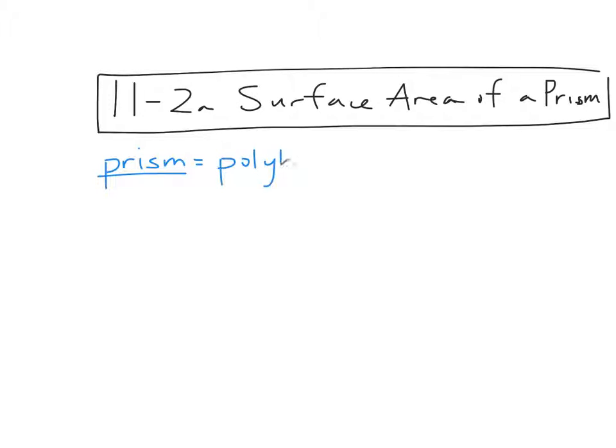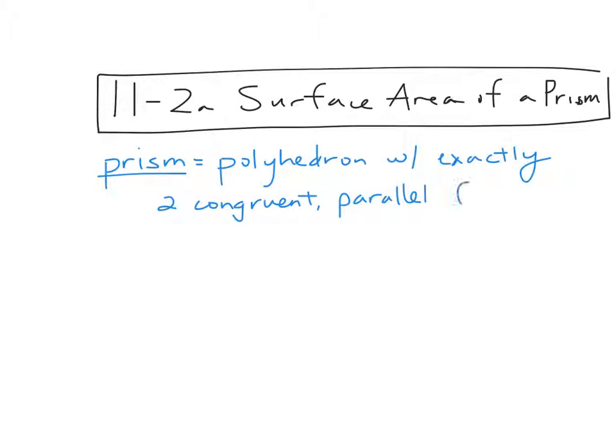So what does that mean? How many dimensions are we working in? 3, right? It's a 3-dimensional figure, polyhedron, with exactly, keyword, it's got to be exact, 2 congruent parallel faces. Okay, so you will always have 2 congruent parallel faces. We call those the bases.